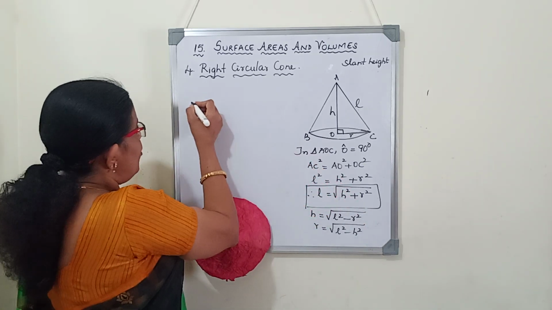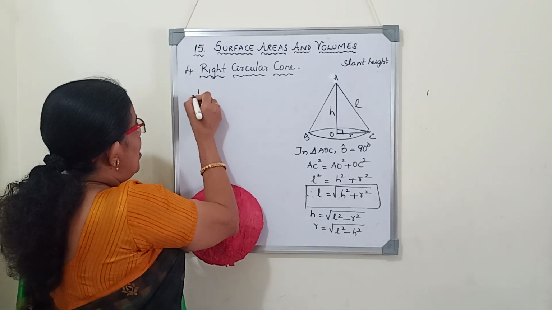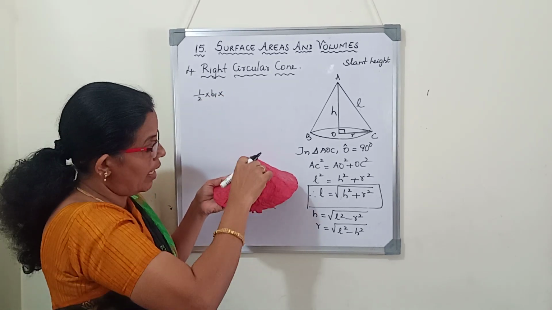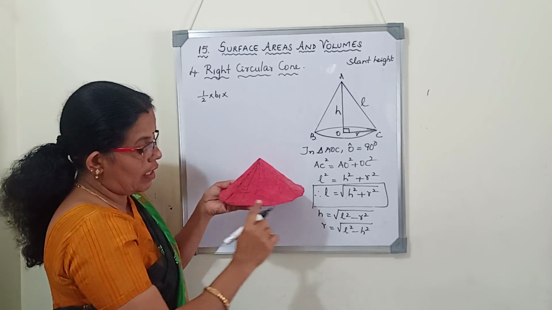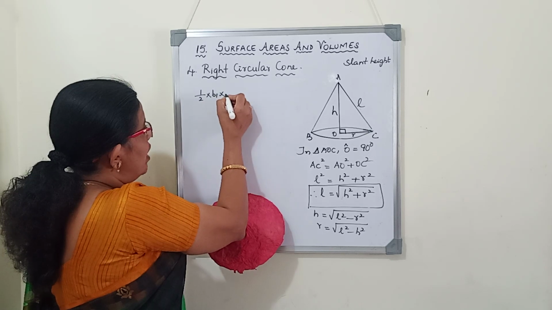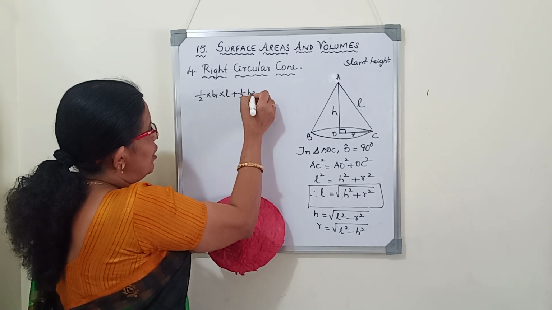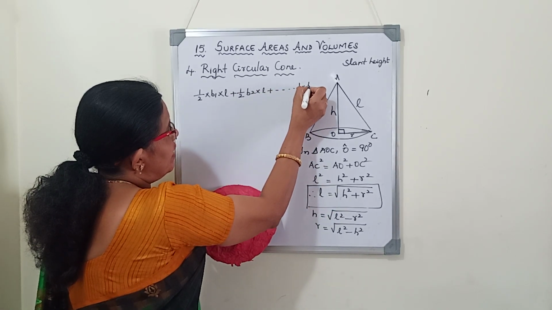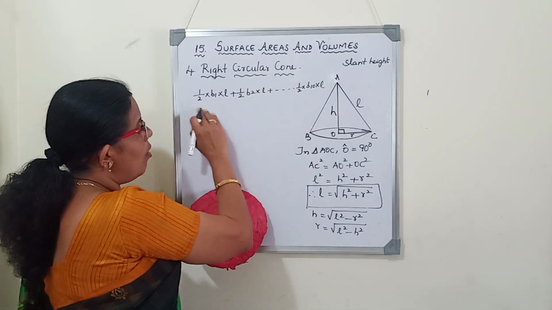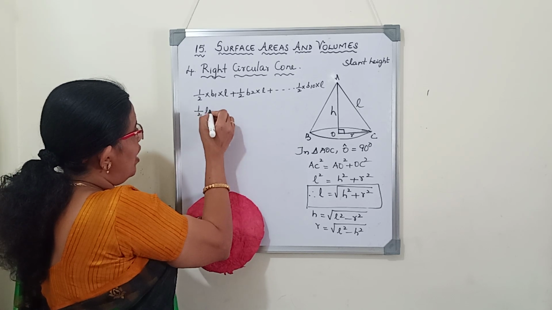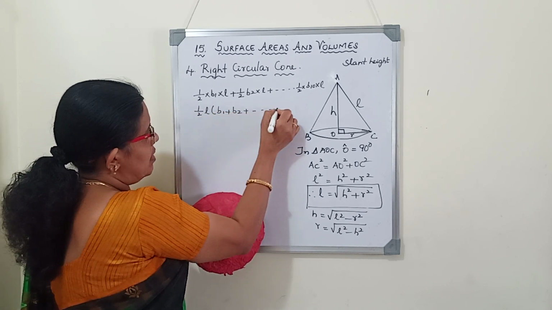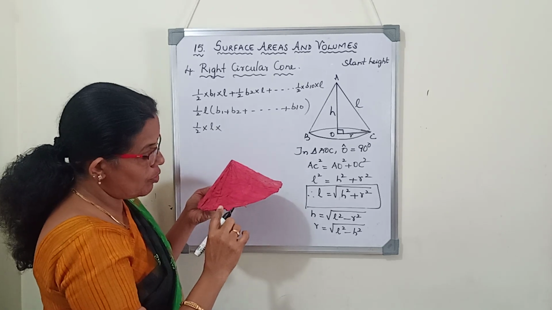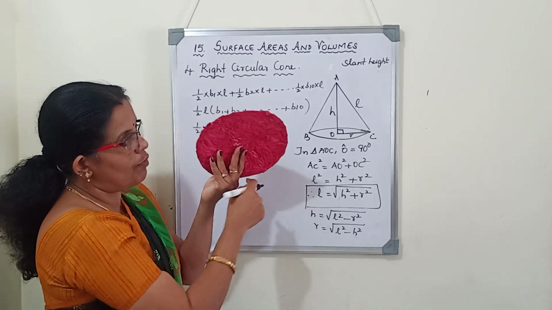The total area will be half into the first triangle base, which we consider B1, and the height will be the slant height. Slant height is the line from the vertex to the circumference of the circular base. So half B1 into L, plus for the second triangle half B2 into L, and so on. If there are 10 triangles, half B10 into L. In all these terms, half L is common. We take half L into B1 plus B2 plus B3 and so on up to B10. All these bases together become the circumference of this circle.